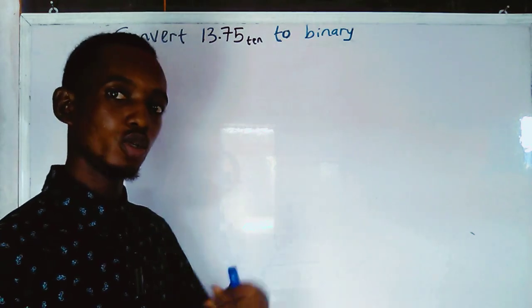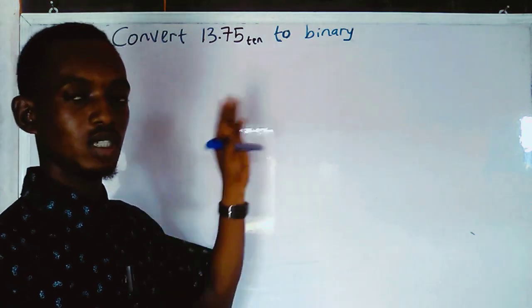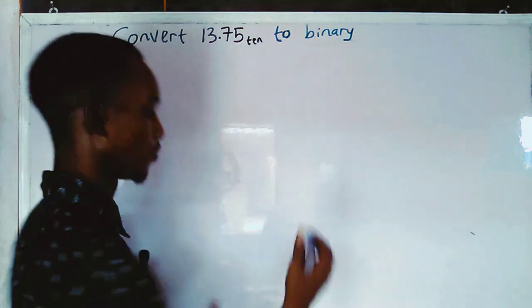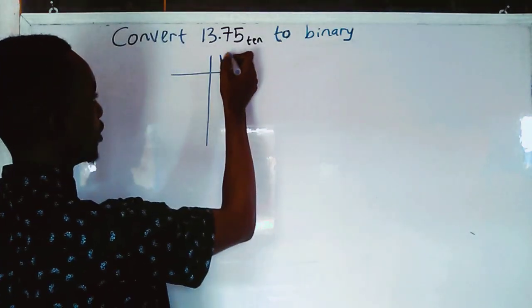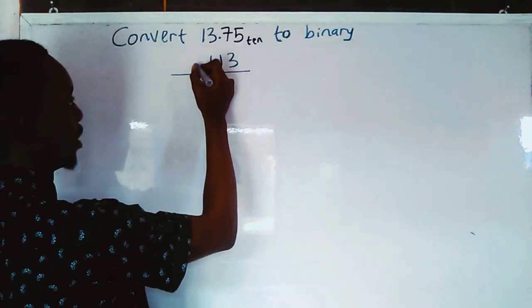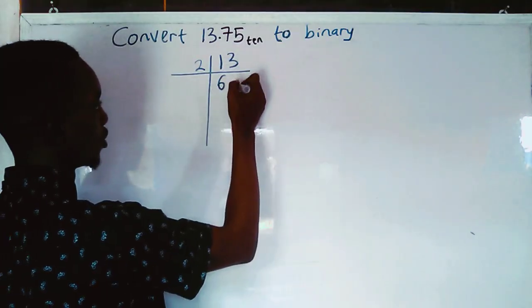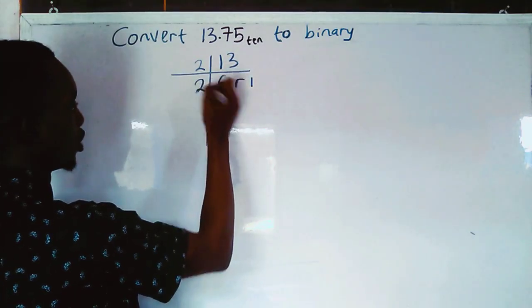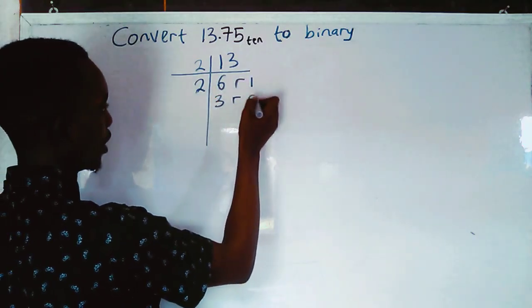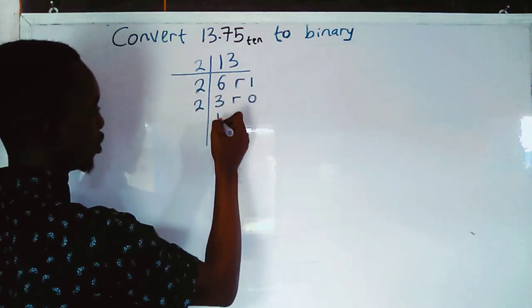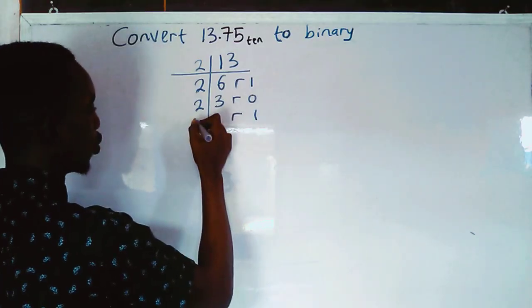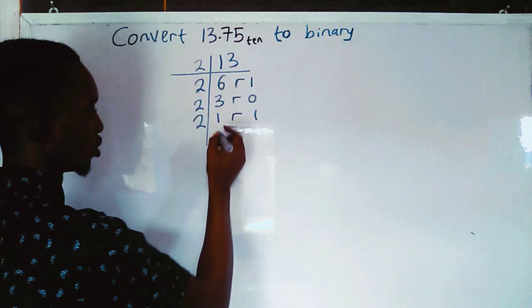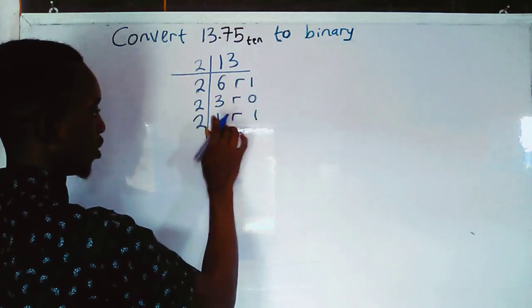And how do we do that? We use the repeated division method. We divide 13 repeatedly by 2. So we are going to have 13. We divide it by 2. 13 divided by 2 gives us 6, remainder 1. Then 6 divided by 2 gives us 3, remainder 0. 3 divided by 2 gives us 1, remainder 1. Then 1 divided by 2, 1 is smaller than 2, so we say 0, remainder 1.